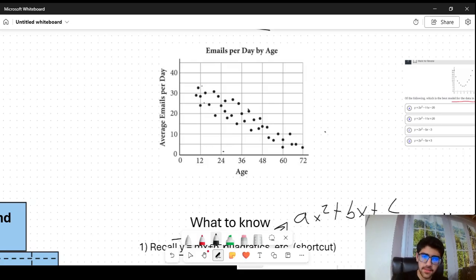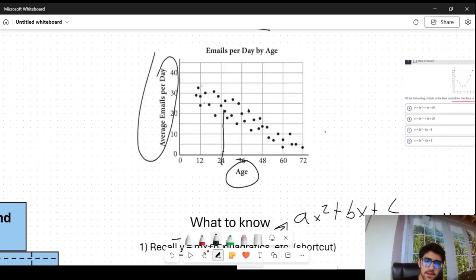So like here, and then there's always the x and y to tell you what's happening. So like at age 24, there's like 30. Sorry, 24 average emails per day.